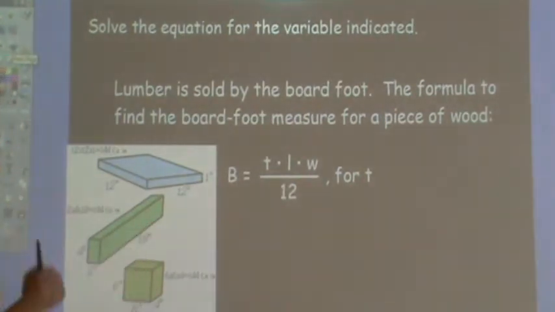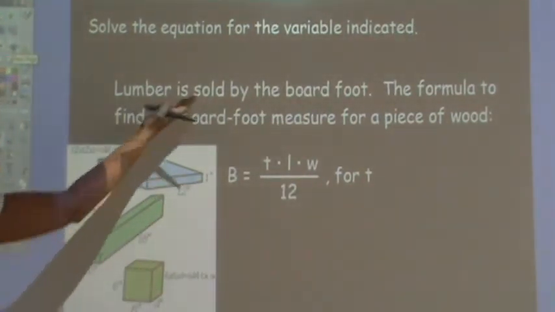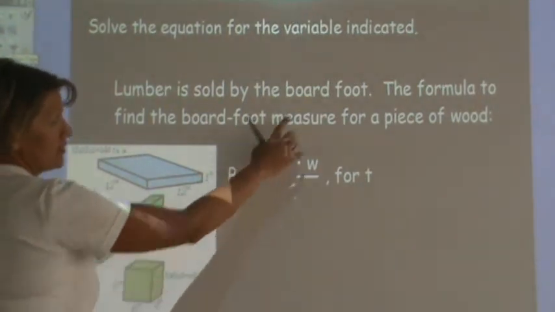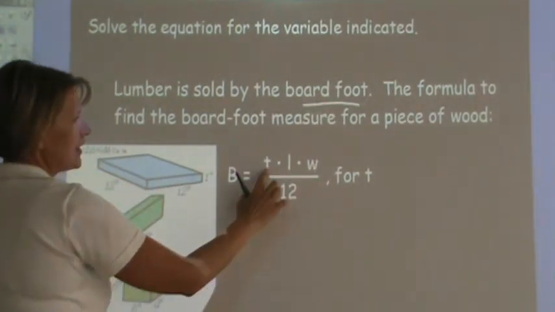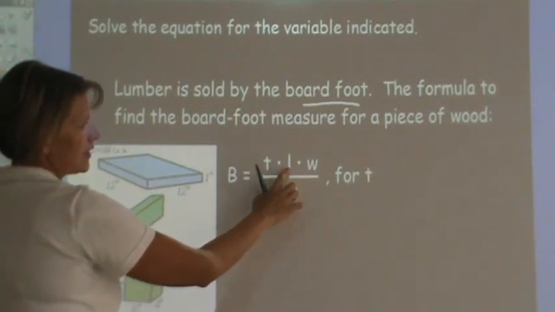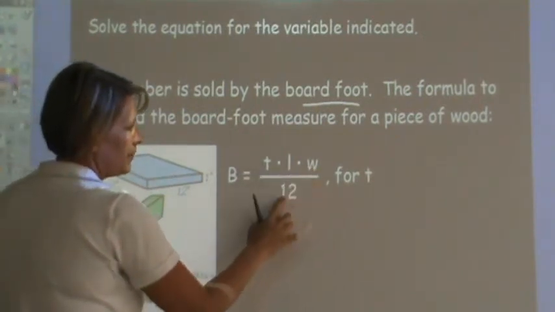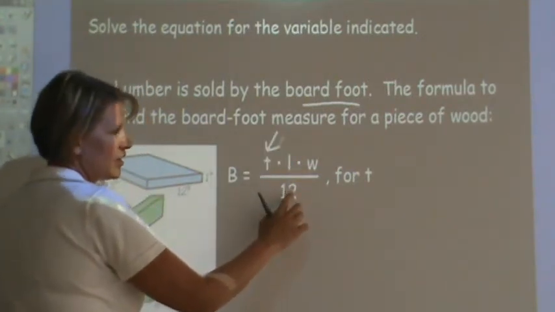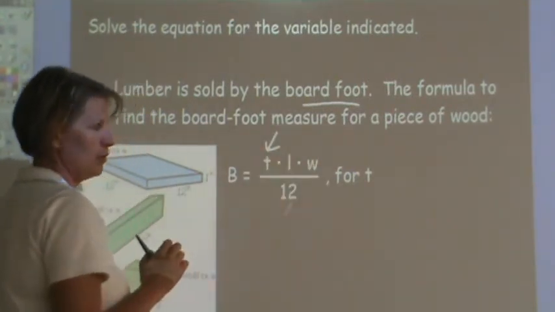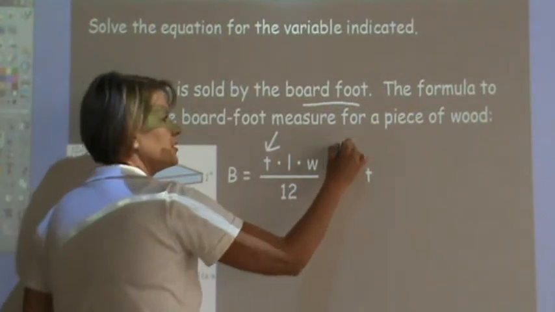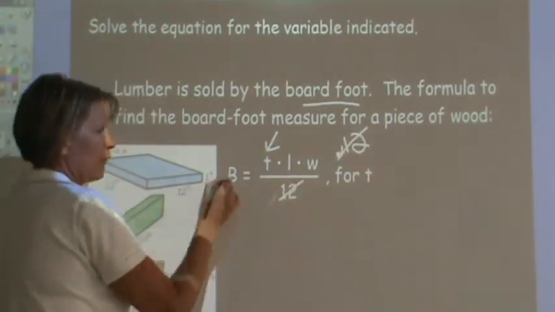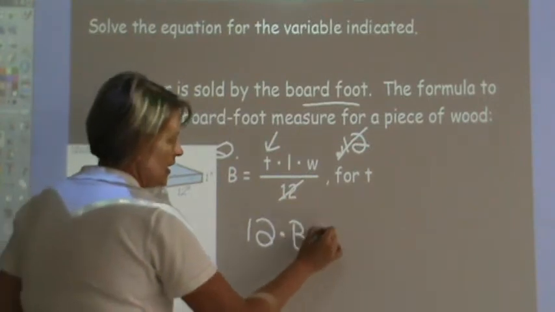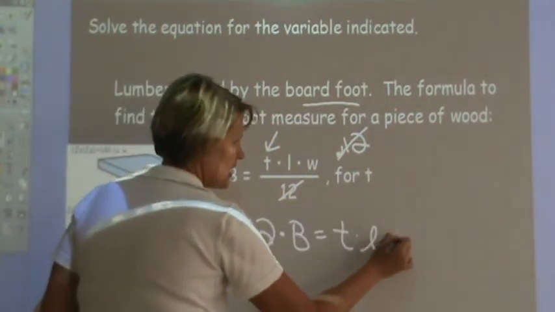Okay? This is if you're shopping for wood, apparently, at the lumber shop. We've got the board foot, is what it's called. We take the thickness of the board times the length of the board times the width of the board and divide by 12. Well, if we want to solve it for t, I need to get rid of this 12, this L, and this W. First thing we're going to do is multiply by 12 to get rid of that fraction. So 12 times B equals T times L times W.